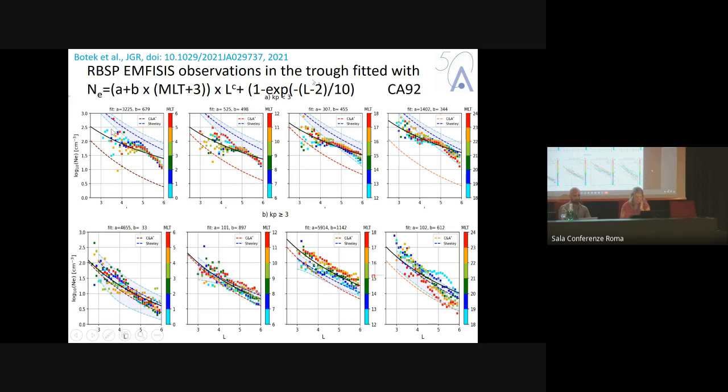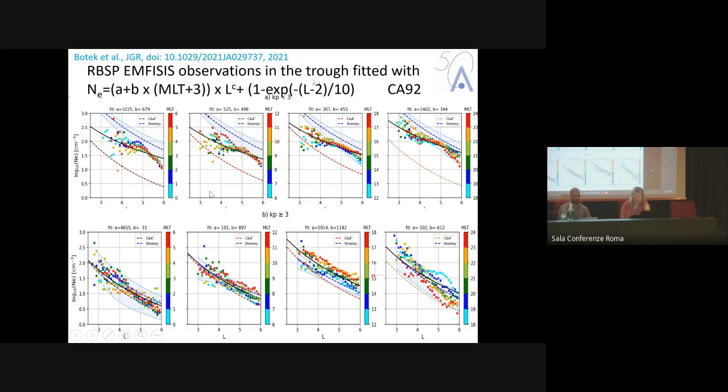So the observations are given here. At the top here you have when the activity is small, KP lower than 3, and at the bottom when the activity is higher than 3. For different magnetic local times: here on the left from 0 to 6 magnetic local time, here from 6 to 12, 12 to 18, and 18 to midnight.